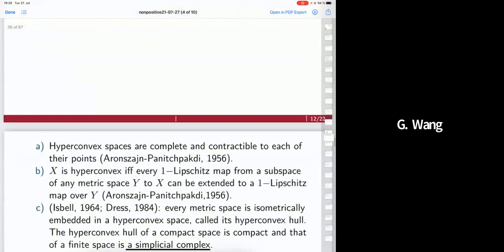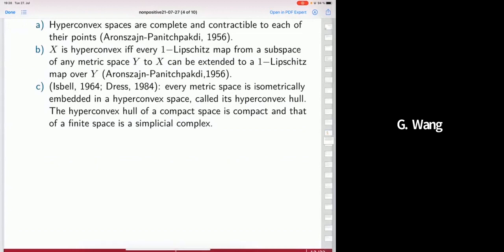And then there was a very important discovery by Isbell and Dress independently, namely that every metric space can be isometrically embedded into some hyperconvex space. It's essentially constructed as an L infinity space of distance functions, and that is called its hyperconvex hull. So in particular, the hyperconvex hull of a compact space is compact, and that of a finite space is no longer finite, but becomes a simplicial complex.